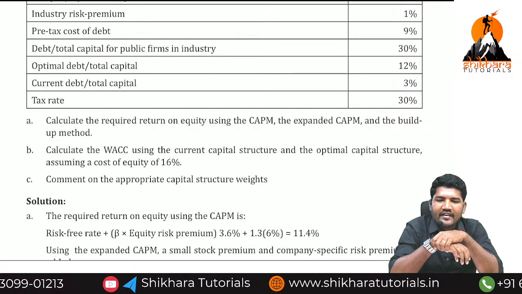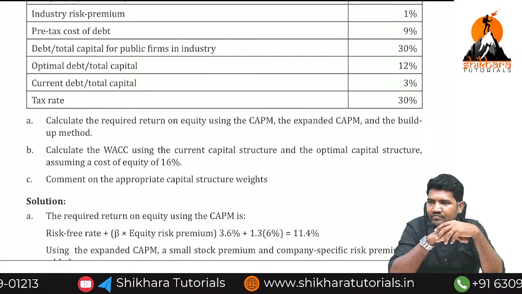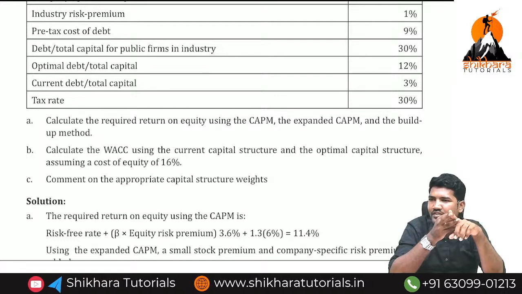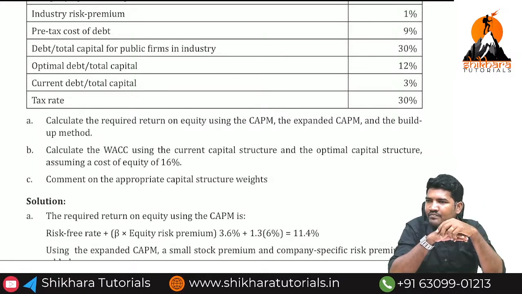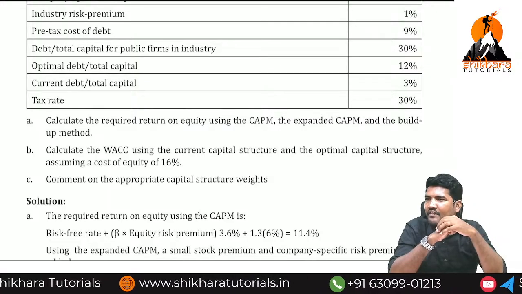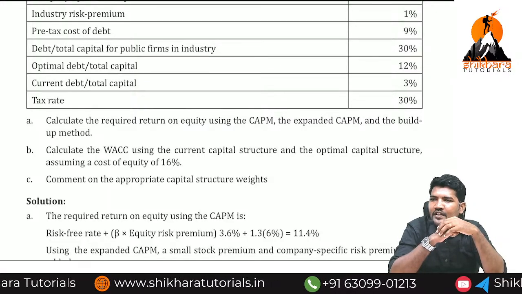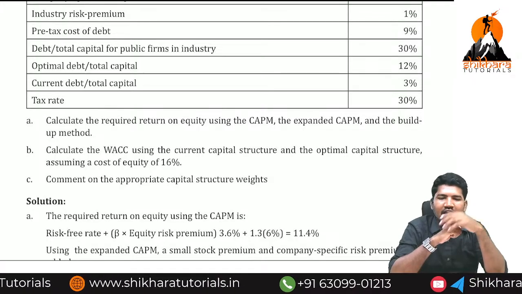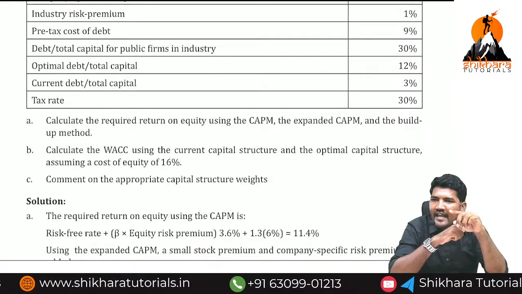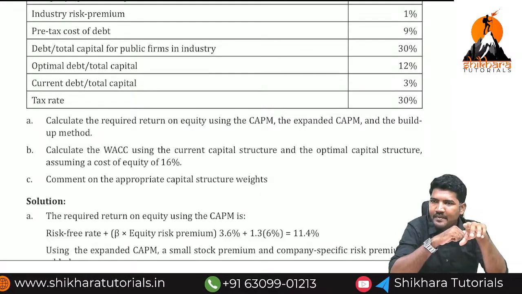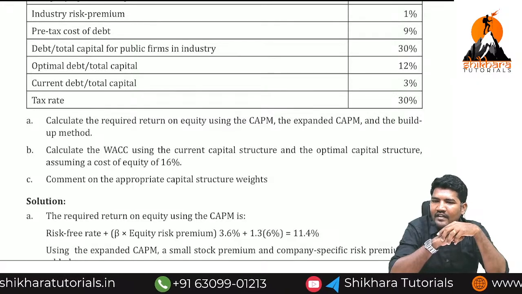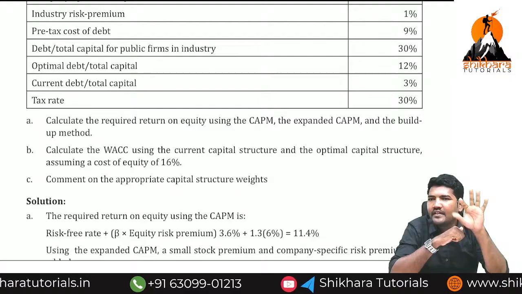Now see the KCA, what they're expecting from us. Calculate the required return on equity using RF, beta, RM. Yes or no, sir? Yeah, I already have. But I have a lot of doubts in this question. The new premiums are given. That's where I have a doubt. Next, expanded CAPM. What is the second question? KE as per CAPM. KE as per expanded CAPM. What about the third question? And the build up method.